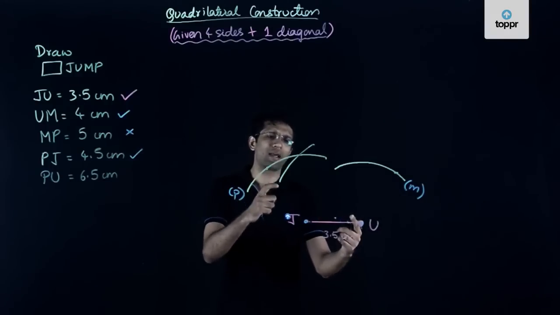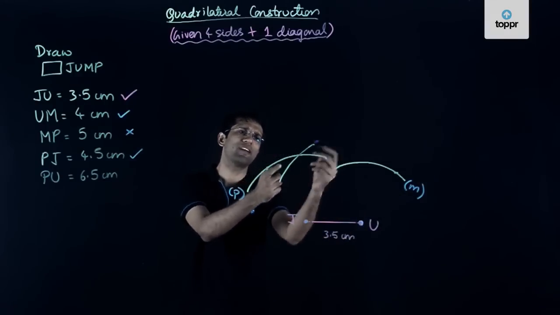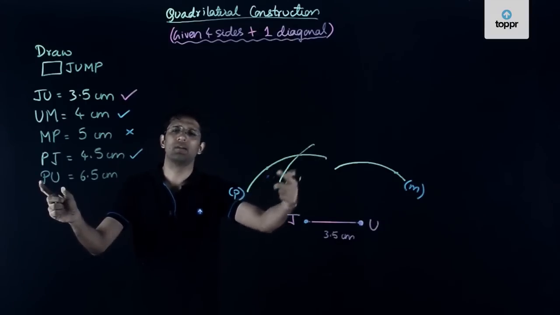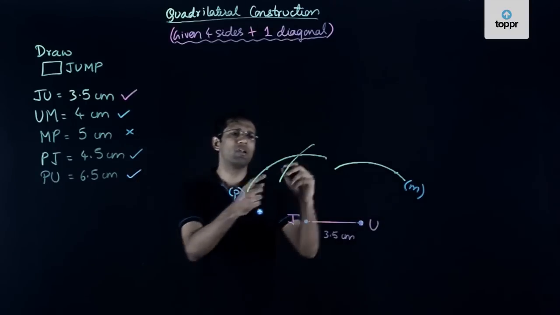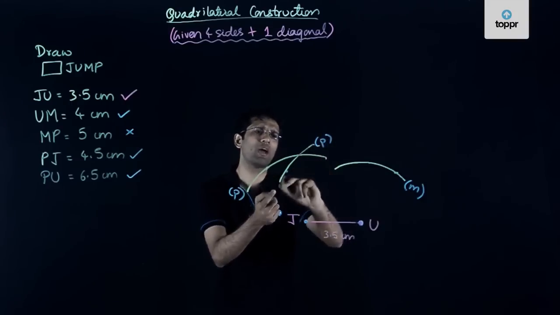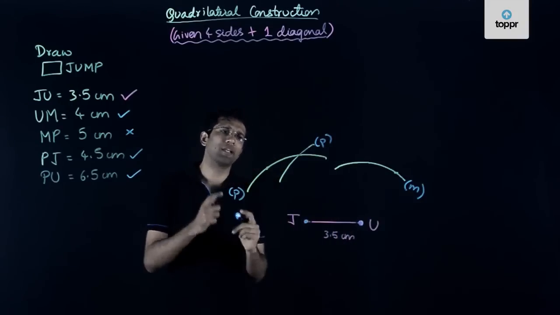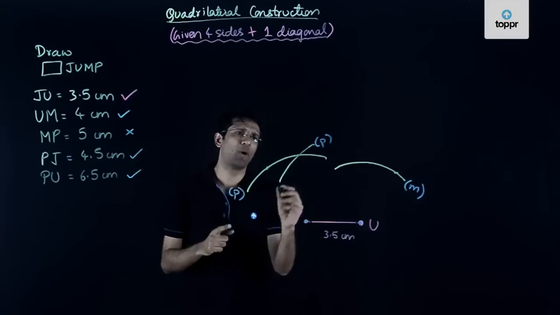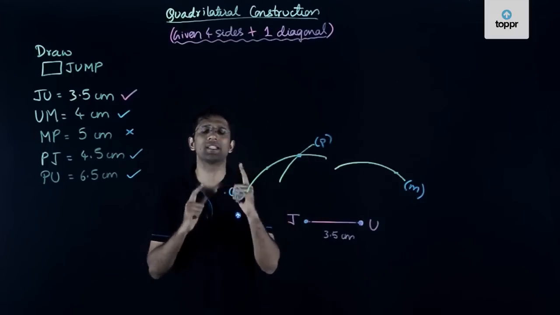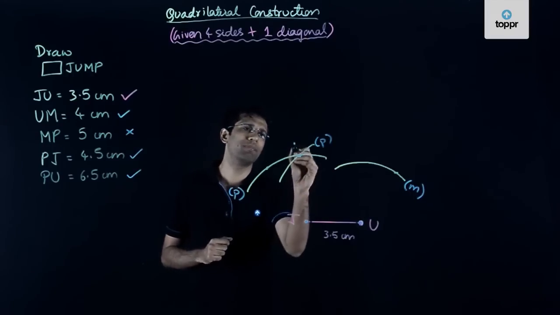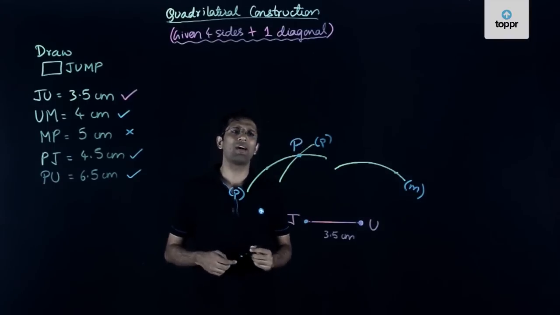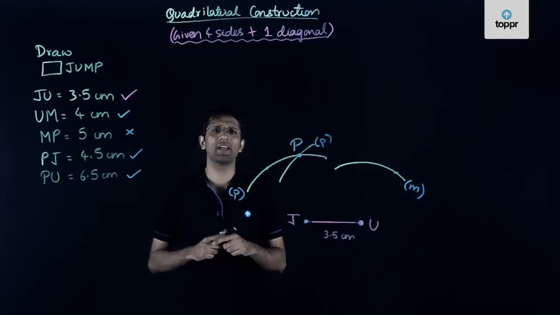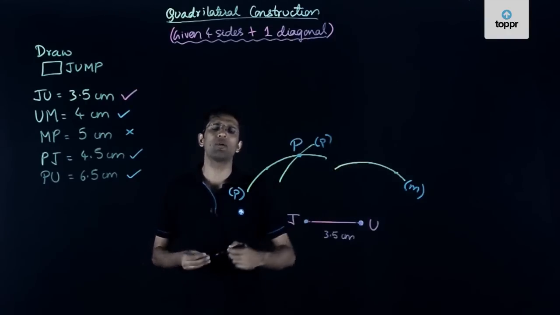And having drawn this arc with U as the center and radius 6.5 centimeters, I know that P is the point lying somewhere on this arc as well. So we have used this piece of information and we have found that the point P will also lie on this arc. So now we know that the point P lies on this arc as well as on this arc. In other words, the point of intersection of these two arcs will give us the exact position of point P. So P lies somewhere here. And so now I have the three vertices of the quadrilateral P, J and U. All that now remains is finding the fourth vertex M of the quadrilateral.